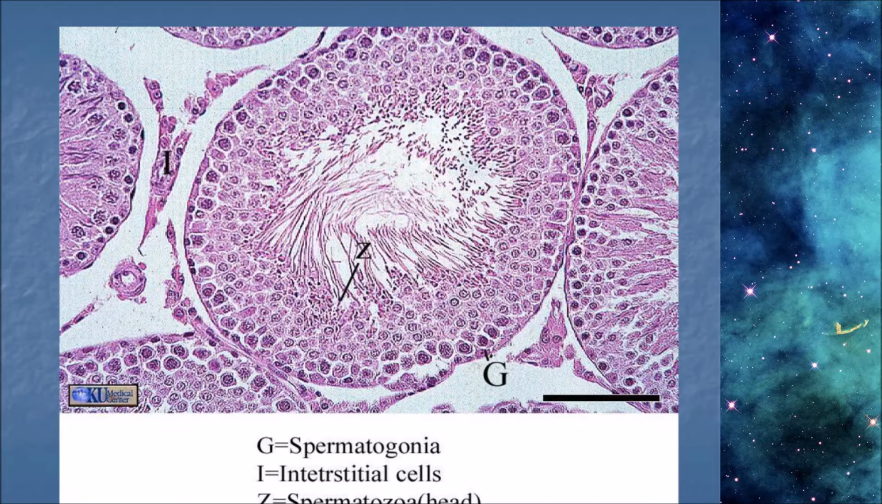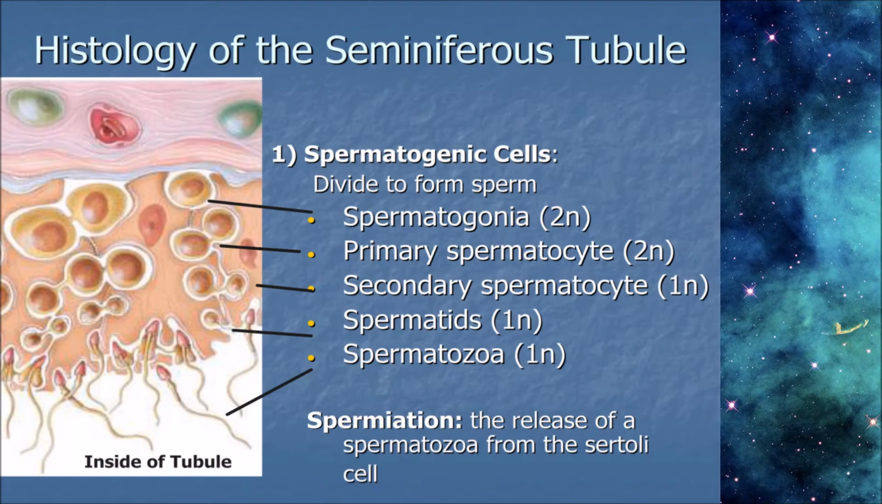On the outside of the tubule, you can see something labeled letter I. Letter I indicates something called an interstitial cell, and another name for this is a Leydig cell. And we'll talk about the function of the Leydig cell in just a minute. So here's a drawing of a single part of the wall of a seminiferous tubule, so you can see the different types of cells that are present.